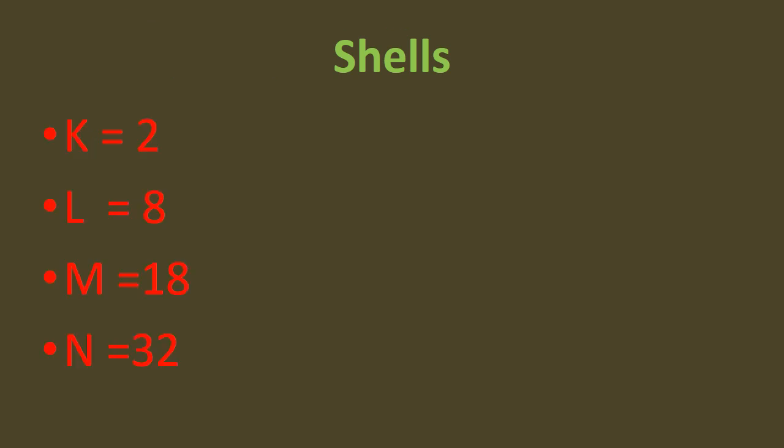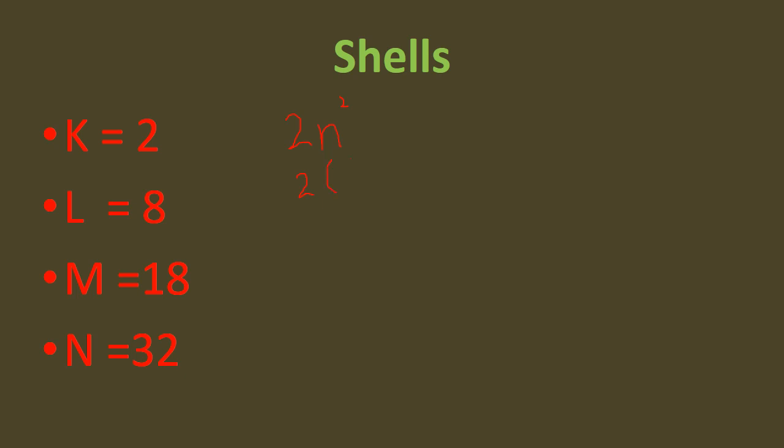Now here are the 4 shells K, L, M and N. K shell can accommodate 2 electrons, L can accommodate 8 electrons, M can accommodate 18 electrons, while N can accommodate 32 electrons. Now how did all this happen? Let's try it. The formula is 2n square. Now I will put the value of n one by one and we will get our answer. It will be very good if you can do it with me.